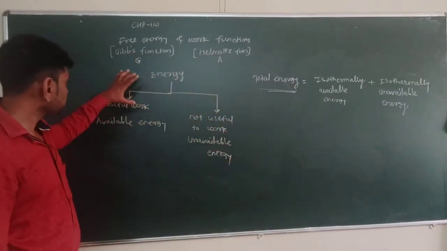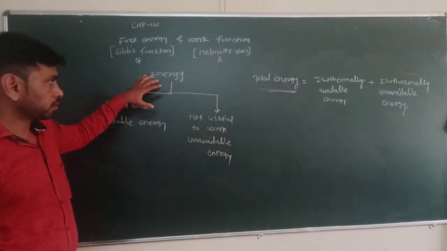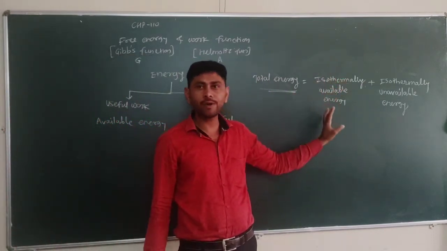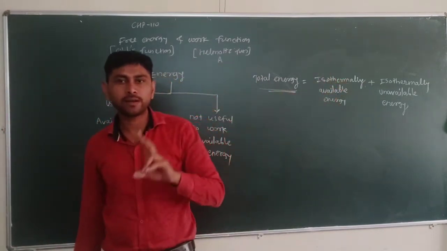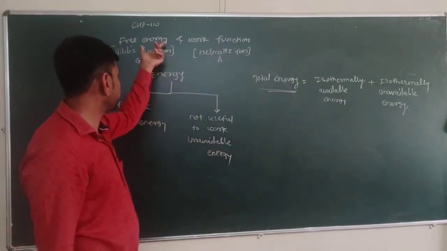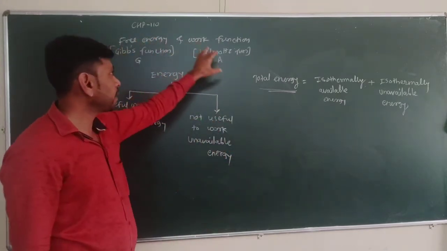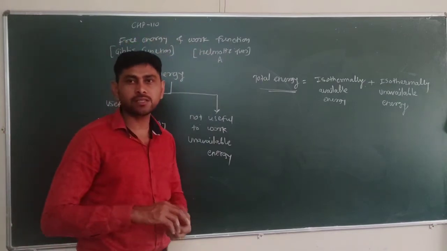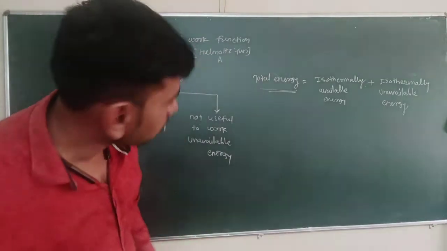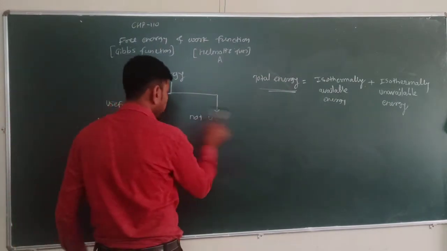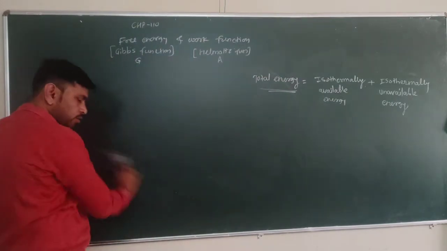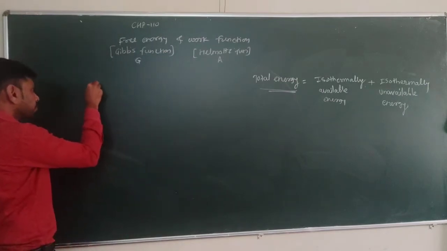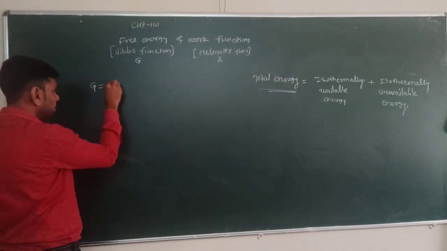Now we have to study the isothermally available energy, and this available energy is in two forms here: Gibbs function and Helmholtz function. So these are work functions. This available energy is converted into work. Okay. So now see these two terms, the Gibbs function.